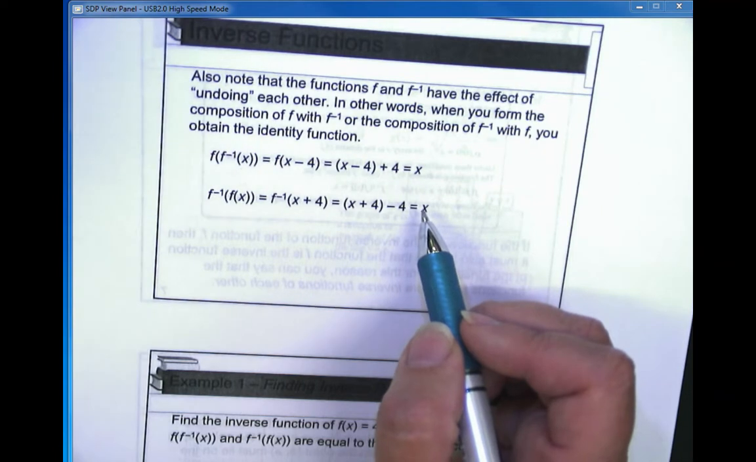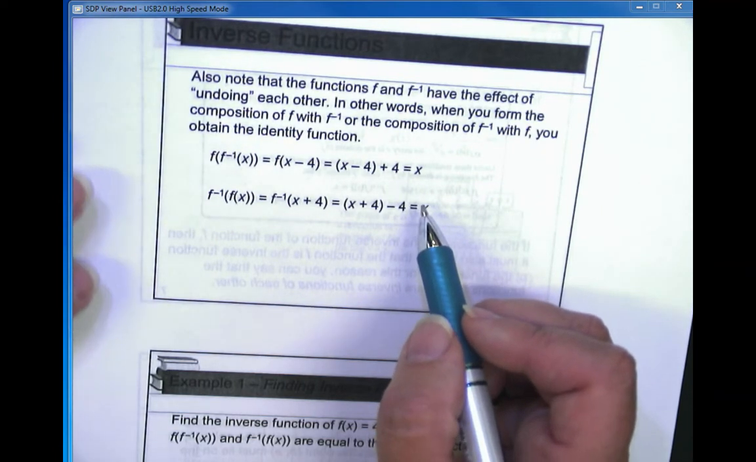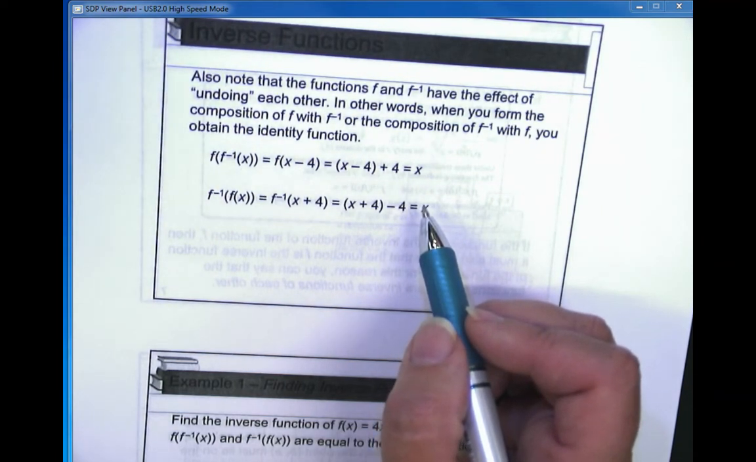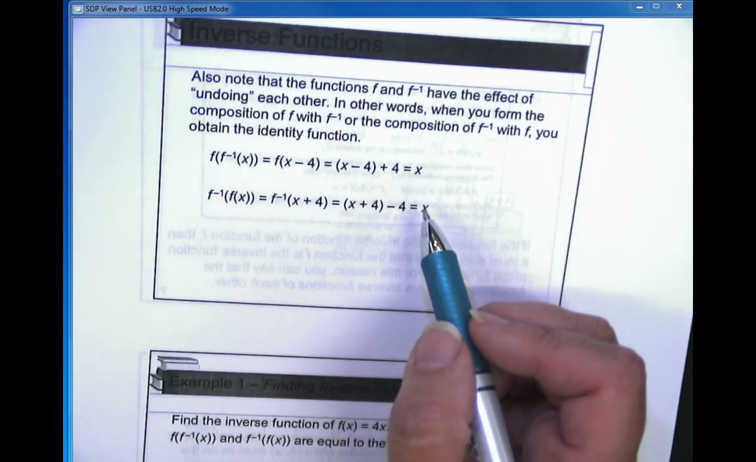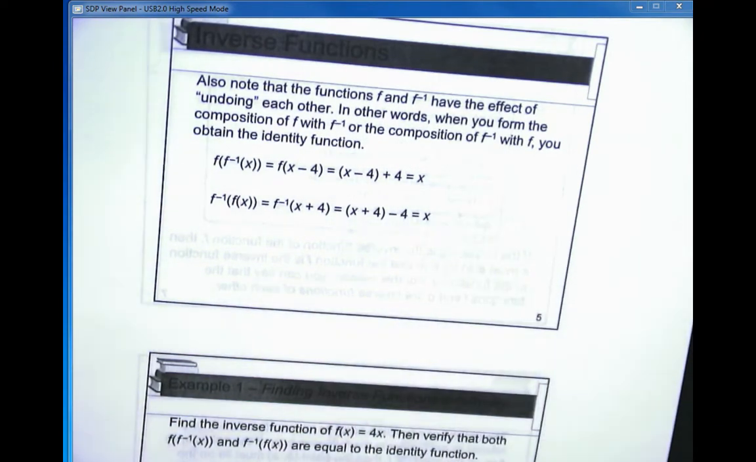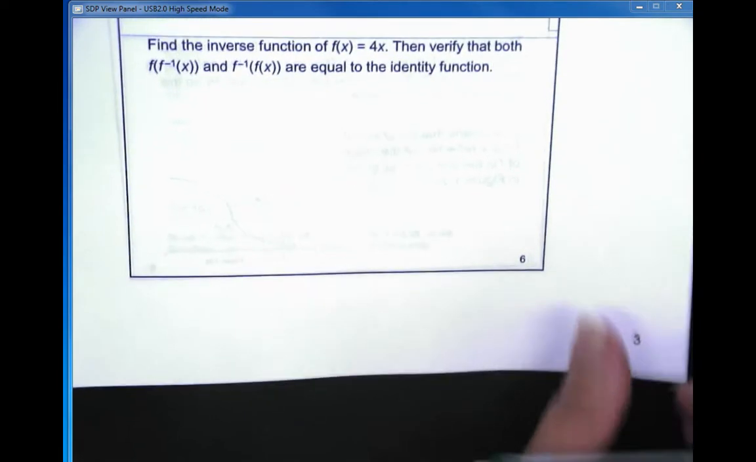We're going to do this enough that you're going to see it in a minute. If they are truly inverses, then when you plug one into the other, you will get x. And basically that's telling you that this will be symmetric about the line y equals x. And we're going to see that in just a minute as well. So here we are. It says find the inverse.